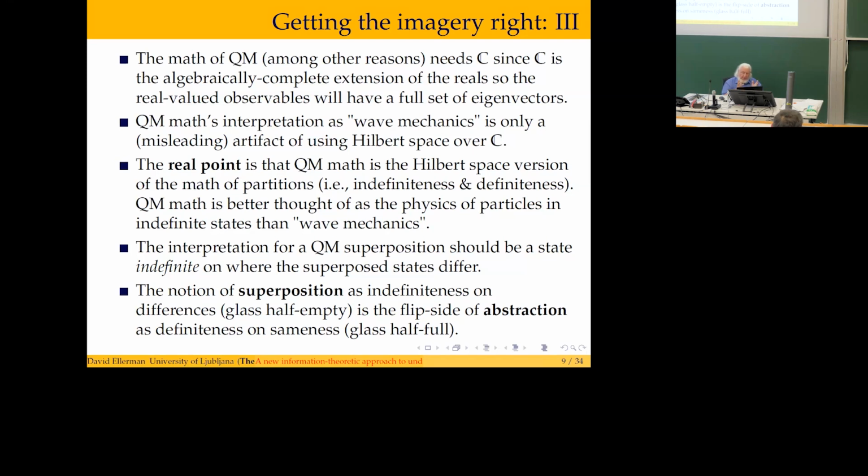And what is interesting in the philosophy of mathematics is that this is just the flip side of the notion of abstraction. Abstraction is where you put some things together and you abstract out what is the same between them and make that definite and ignore the rest. Whereas superposition is the opposite. So you make it indefinite where they differ, but you keep it definite where they're the same.